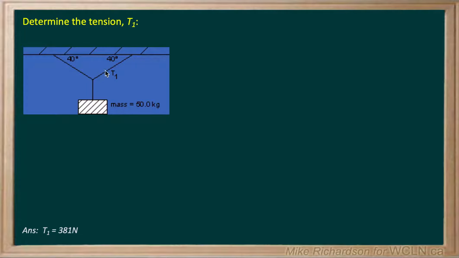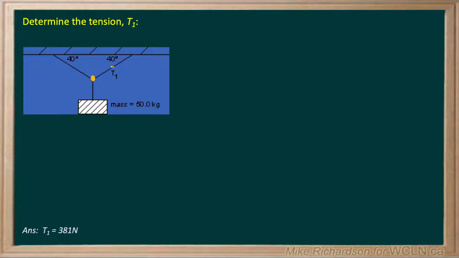Question: we've got two ropes attached to a central point, which I'll just put a little dot on. Both these ropes are holding up a hanging mass, and the mass happens to be 50 kilograms. So the tensions in these two ropes and the force of gravity all converge to this spot right in the middle. So I'm going to make that my free body diagram.